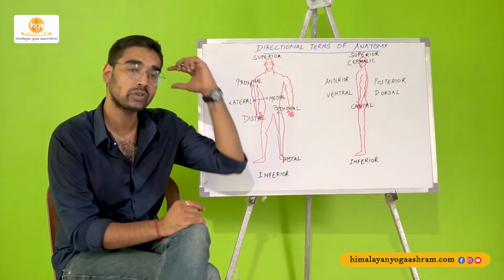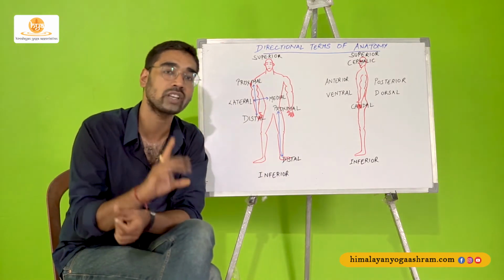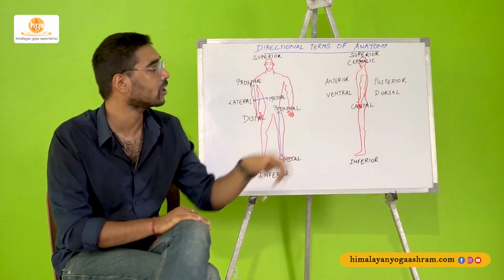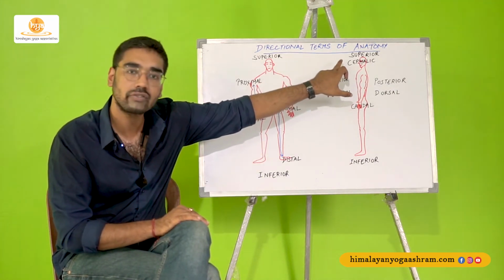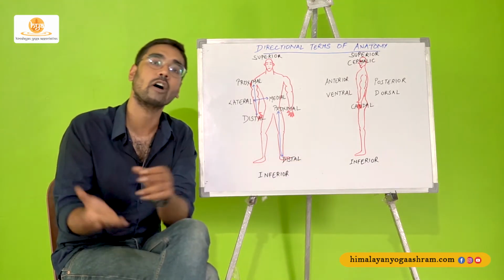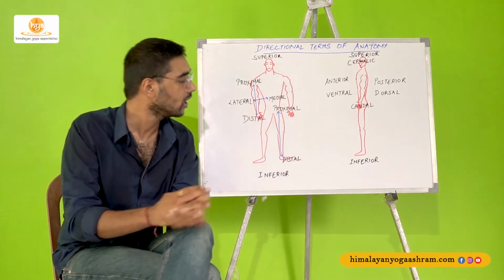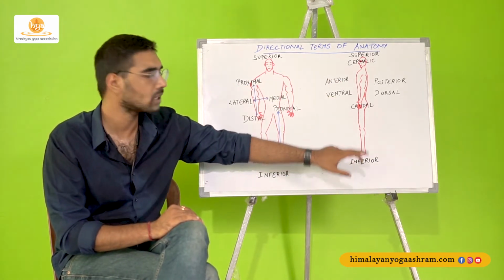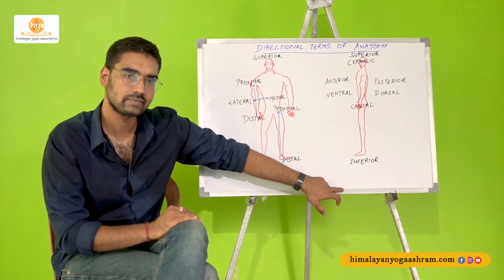Anything which is close to the head is always on top of the human body. Anything which is close to the head is referred to as superior or cephalic. Anything which is close to the feet or the opposite direction of the head is called as inferior. Superior, inferior, much like north, south.